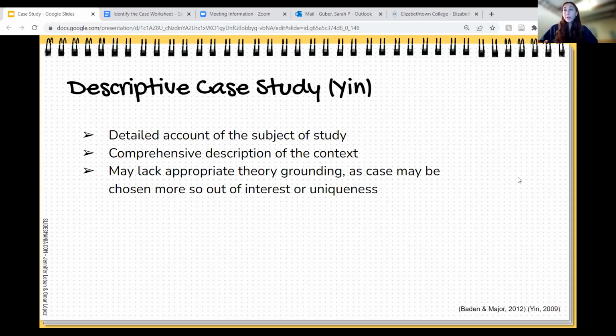Then you have your descriptive case studies, and these are detailed accounts of the subject of a study, kind of like the Genie case. So they're very comprehensive, and they comprehensively describe the context in which the individual is in. And they may lack appropriate theory grounding, as the case may be chosen just because it is so unique, like Genie, as I said, or Phineas Gage.